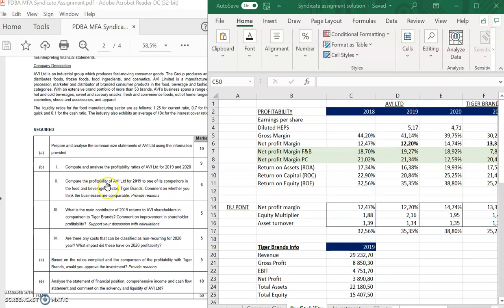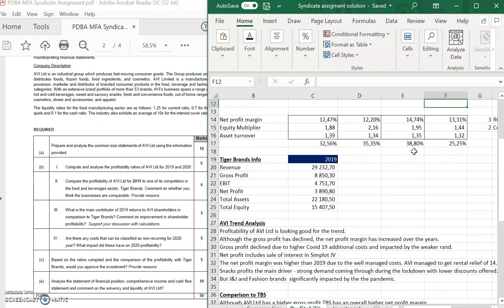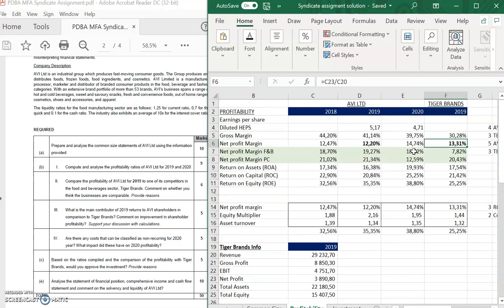Part 2 also asks you to compare the profitability for 2019 with Tiger Brands. So here you are meant to also compute your Tiger Brands profitability ratios. And then what we should be able to do is compare this 2019 with AVI Limited's 2019. So what I've done here is I've calculated the net profit margins for the two. I've calculated the gross profit margins for the two.